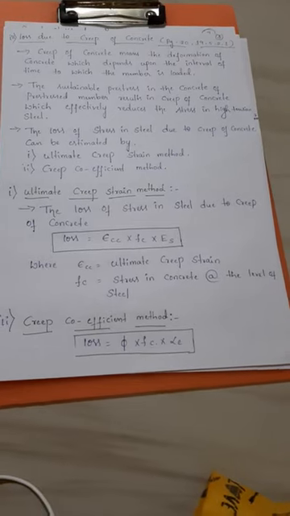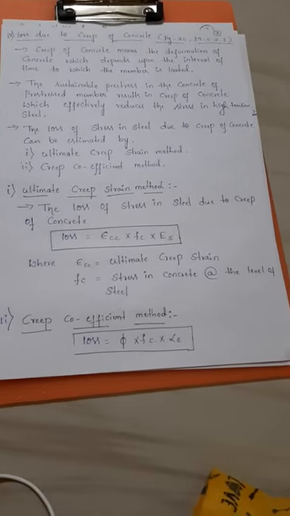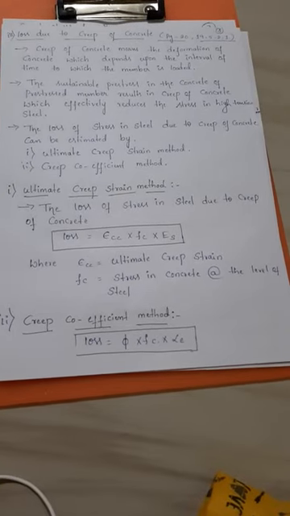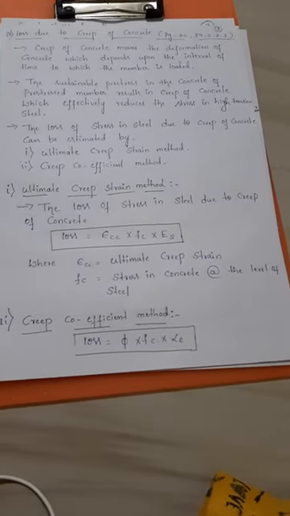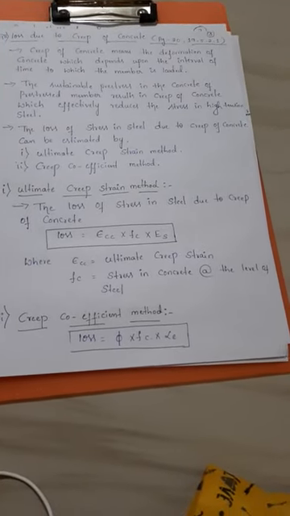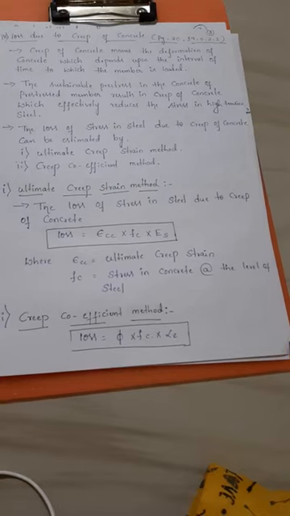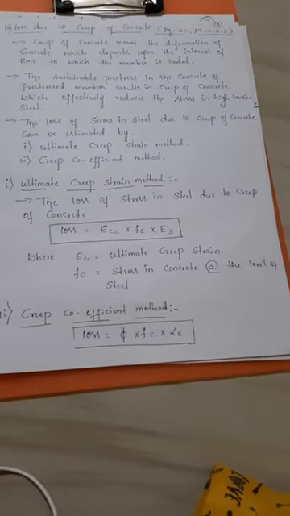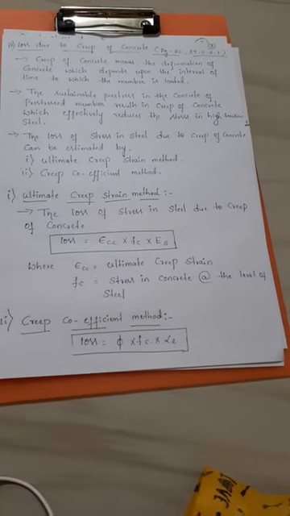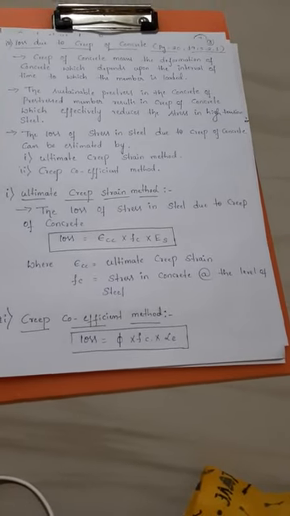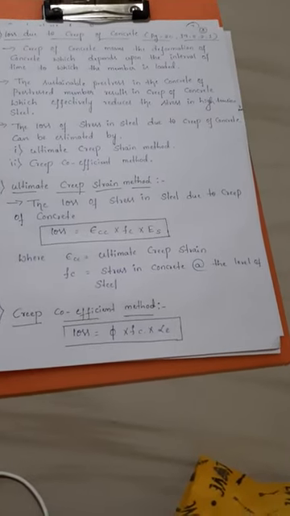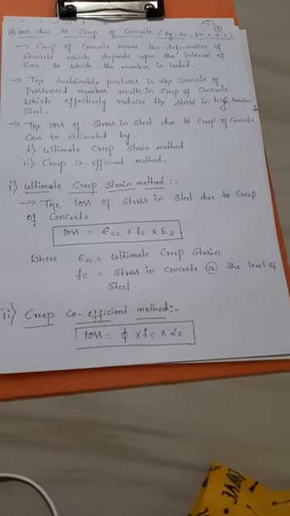So coming to creep of concrete, what is this creep? Creep of concrete means the deformation of concrete which depends upon the interval of time to which the member is loaded. The sustained pre-stress in the concrete of a pre-stressed member results in creep of concrete, which effectively reduces the stress in high tension steel. The loss of stress in the steel due to creep of concrete can be estimated by two methods: one is the ultimate creep strain method and the second one is the creep coefficient method.